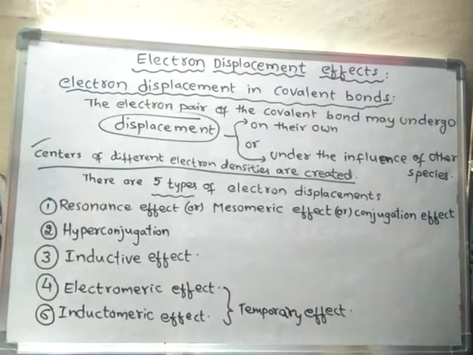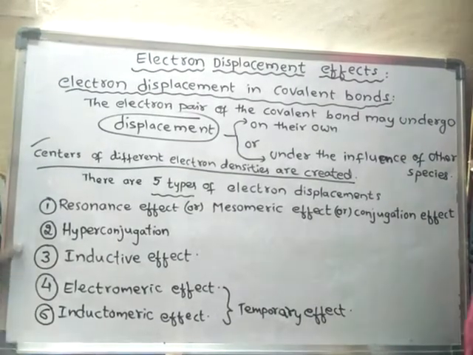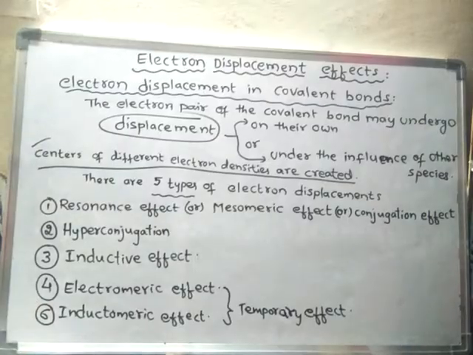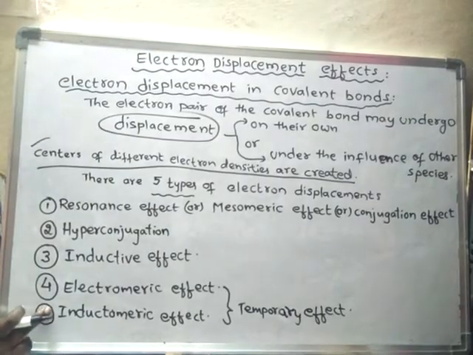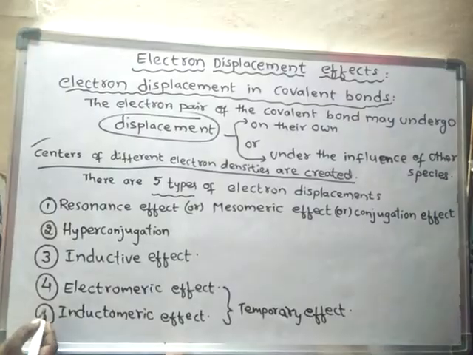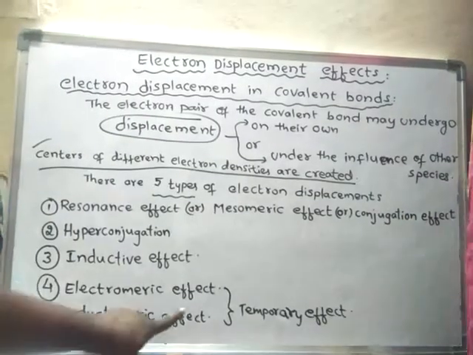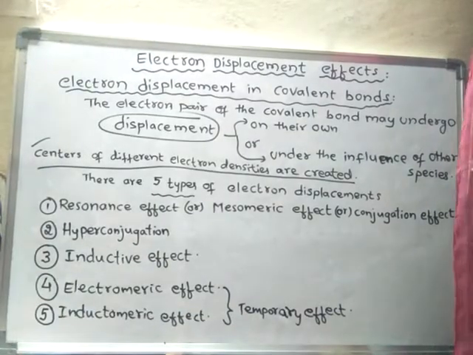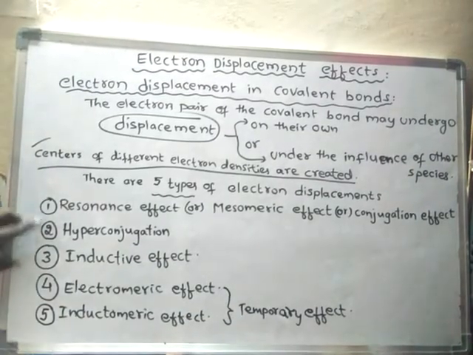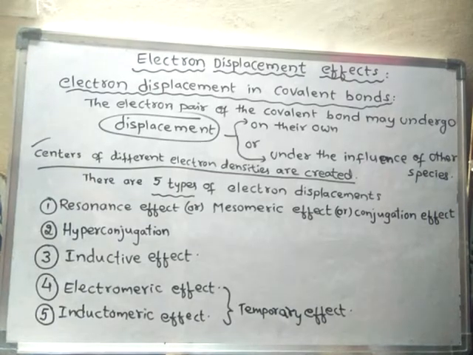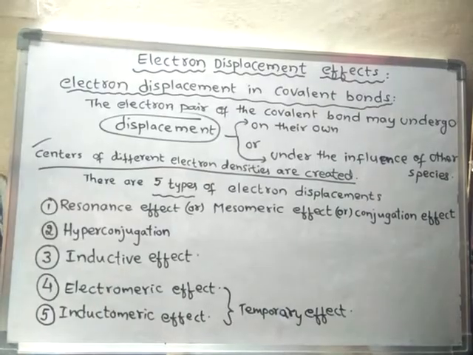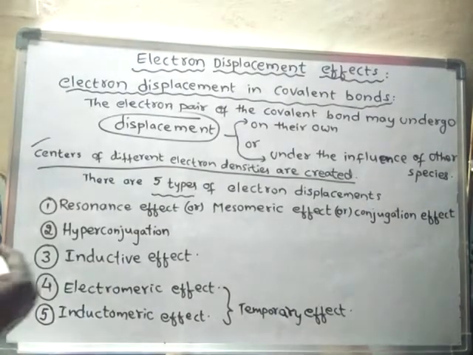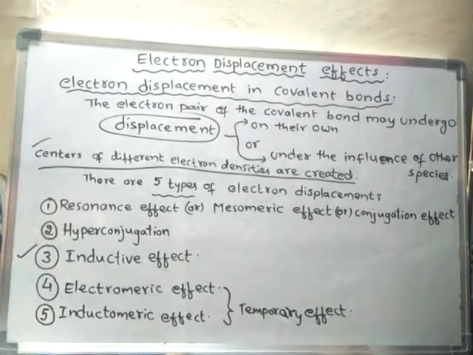We will learn all these effects one by one. Out of these 5 effects, the last 2, that means electromeric effect and inductomeric effect, are temporary effects, and the first three are called permanent effects. So we will learn all these things. First of all, we will go with the inductive effect.